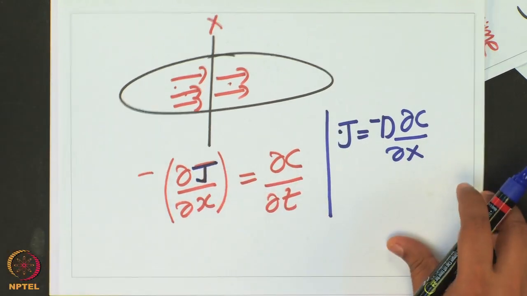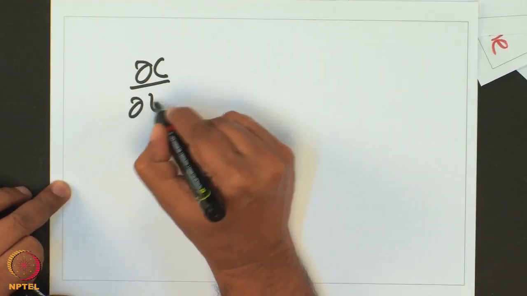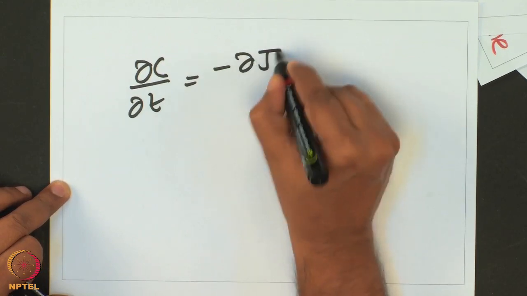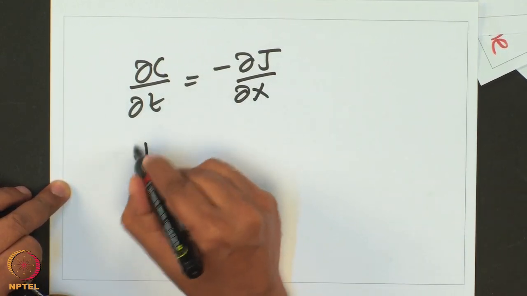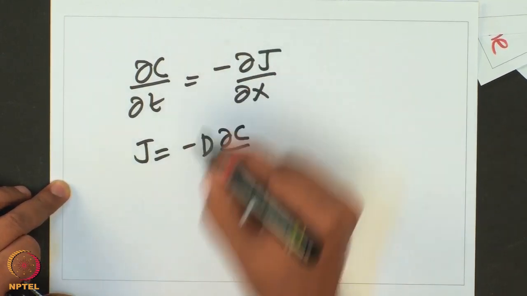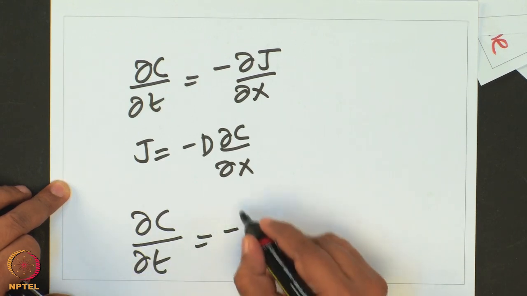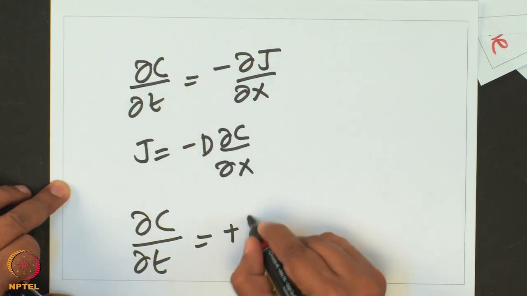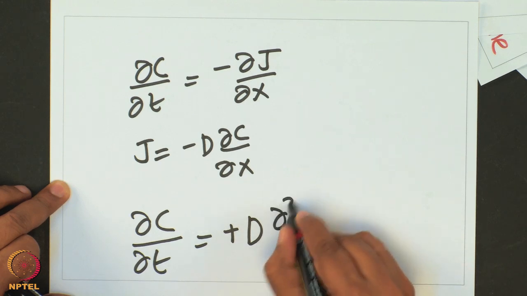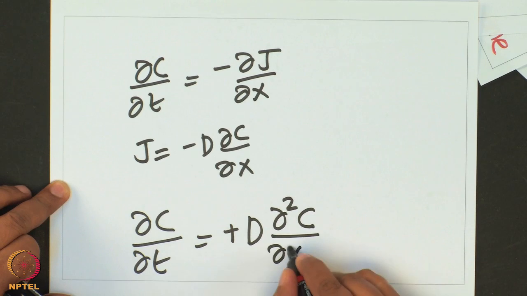So let us substitute this, and if I substitute, what do I get? I will get that ∂C/∂t is equal to minus ∂J/∂x. J is equal to minus D ∂C/∂x. I substitute this J here, I will get ∂C/∂t is equal to minus D, and there is a minus, so it will become plus ∂²C/∂x².